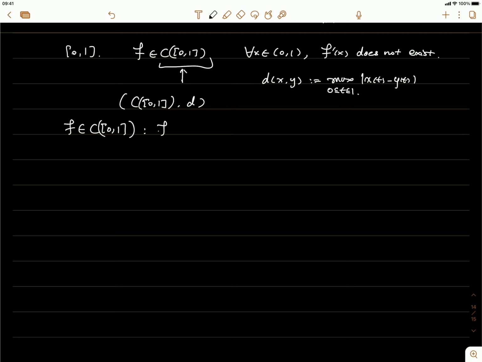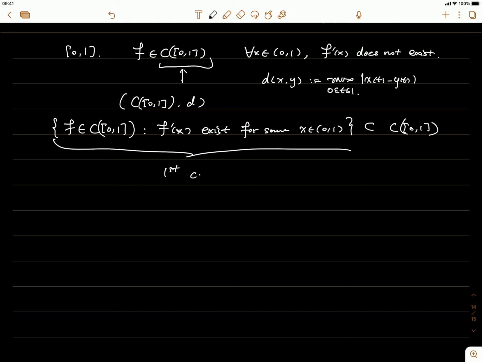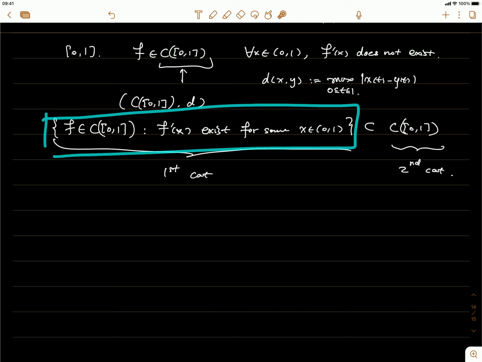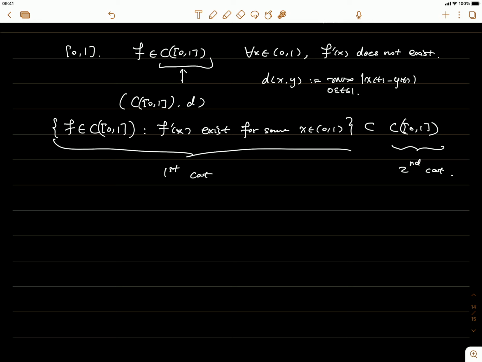Let's look at this set. This is a subset of C1. And we can show that this set is actually of the first category. And since this space is a complete metric space, from the Baire category theorem, we know it is of second category. So that means the complement of this set must be of second category. Otherwise, the union of the two would still be of first category. Right? So I know that the complement of this set is of second category.